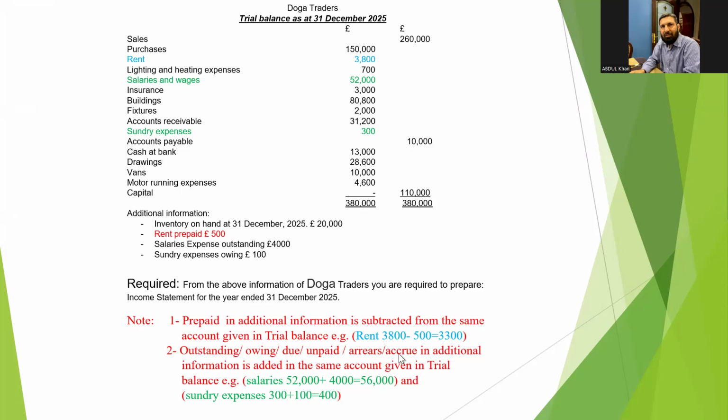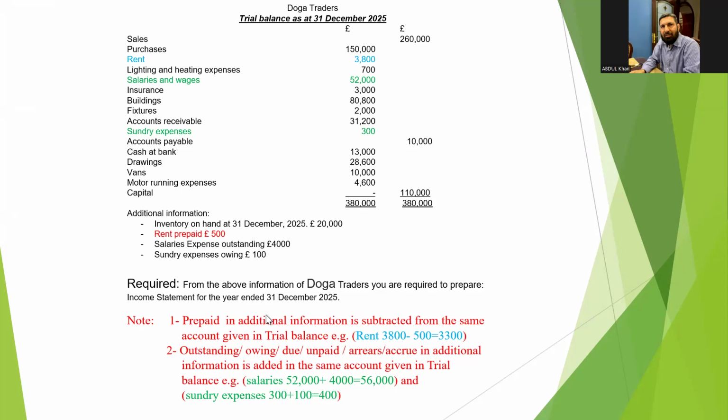As I told you, if any of these words is there, outstanding, owing, due, unpaid, arrears, here you will find outstanding 4,000, and you have to add it to the same account. That means salaries expense, outstanding 4,000. You have to find the salaries expense here, salaries and wages, expense 52,000. So 52,000 you will write down here. And then how much is outstanding? It is 4,000. You will write 4,000, add it, and you will get the total salary expense.